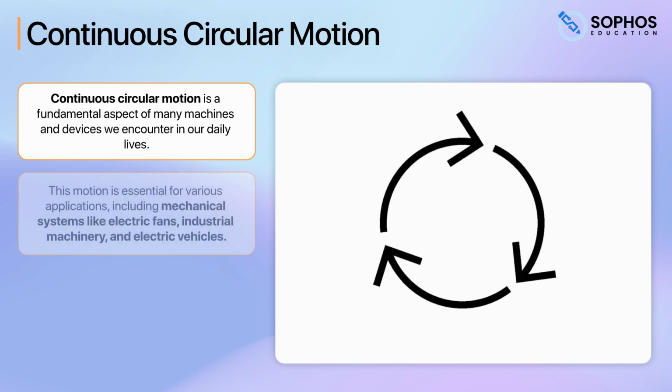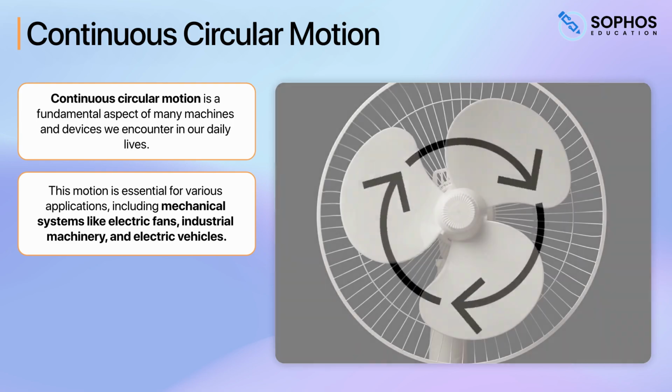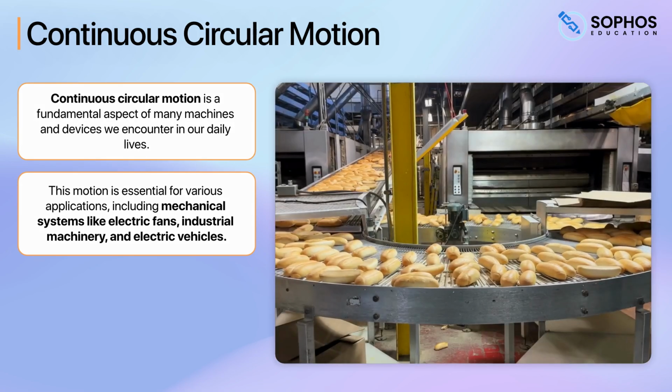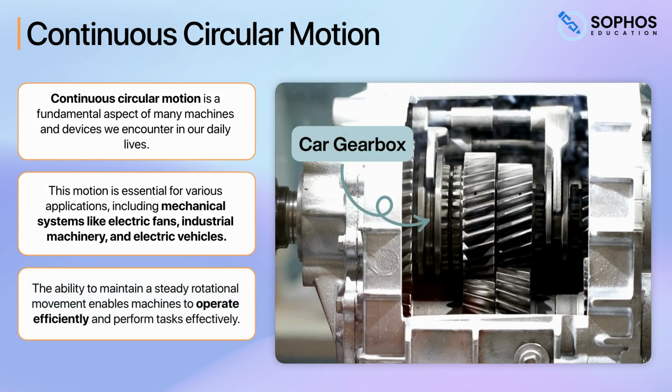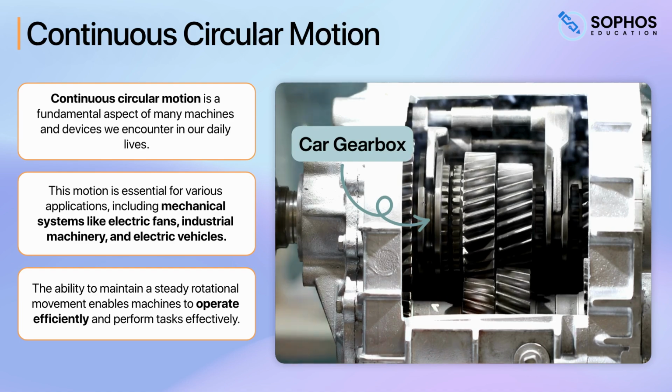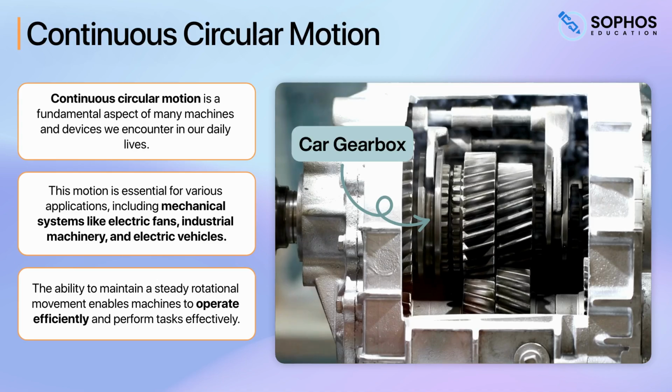lives. This motion is essential for various applications, including mechanical systems like electric fans, industrial machinery, and electric vehicles. In these contexts, the ability to maintain a steady rotational movement enables machines to operate efficiently and perform tasks effectively.